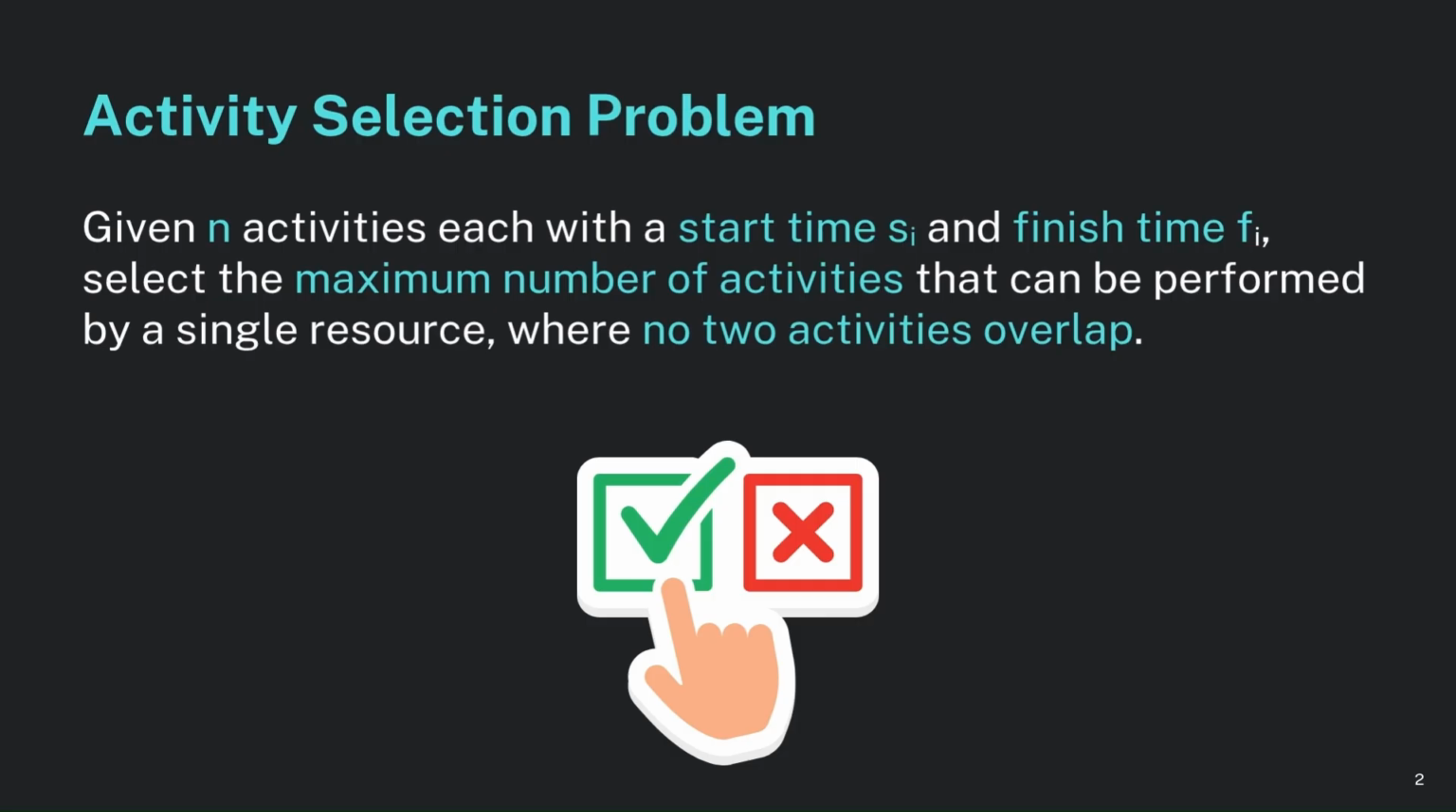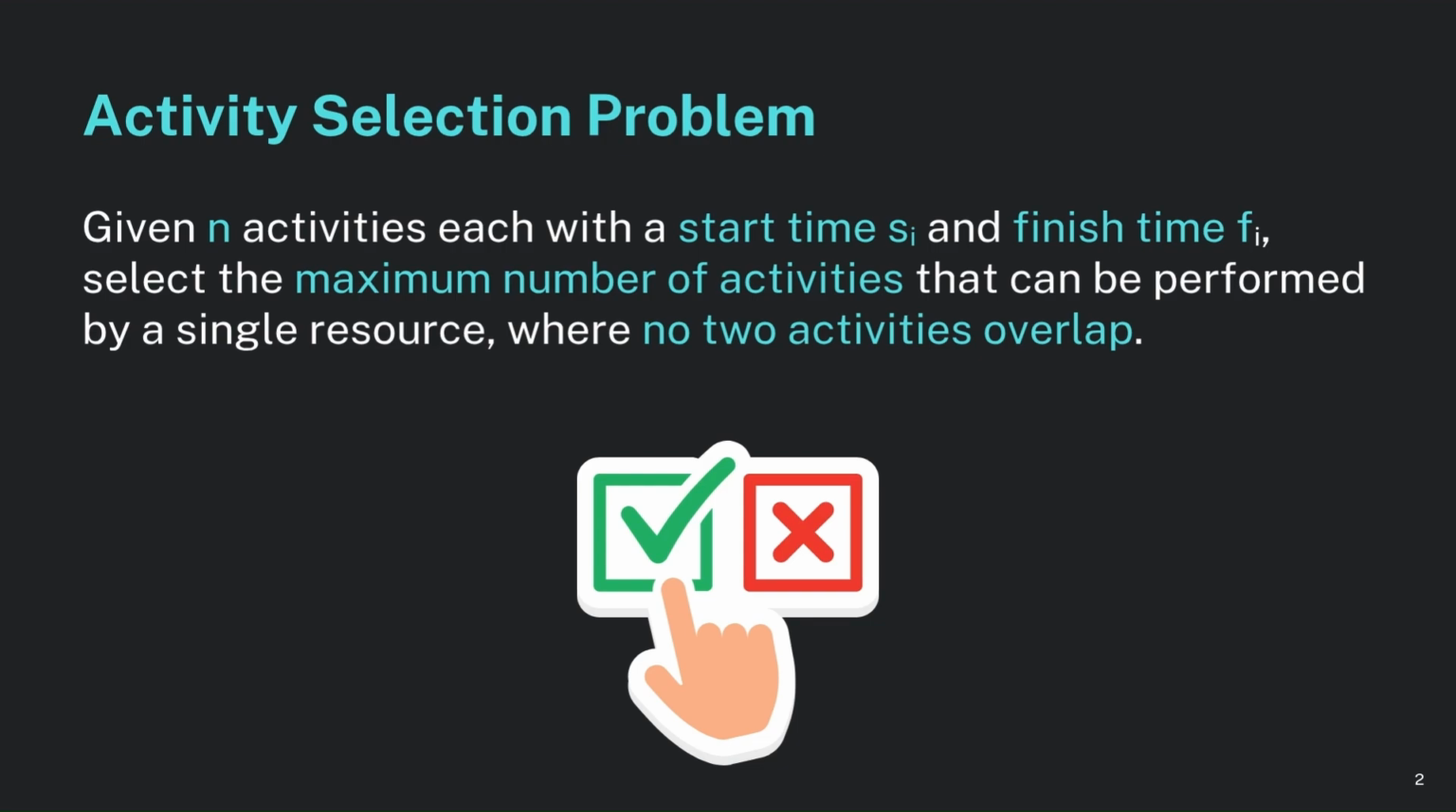You are given a list of activities, each with a start time and an end time. You have a single resource. Think of it as one meeting room, for example, one CPU, or one person. And you want to select the maximum number of non-overlapping activities.